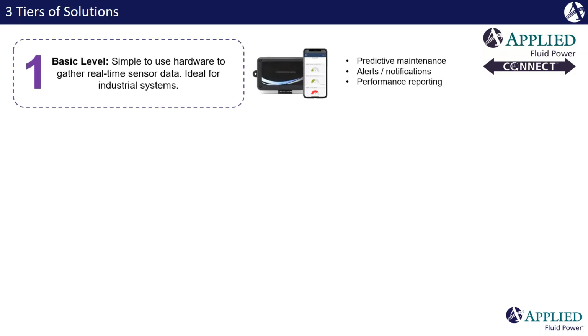All right, so we offer 3 levels of solutions with Applied Fluid Power Connect. Level 1 is going to be your basic level. This is really intended for industrial type applications, and with this you're going to get predictive maintenance, basic alerts, notifications, and some performance reporting. This device is going to have 4 analog inputs that you can log, along with some additional communication parameters, but it's really intended to be configured with a smartphone app and gets you quickly up and going and gets your toe in the water on IoT.